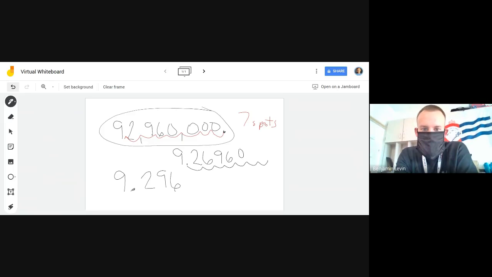That would give us our extra zeros. 1, 2, 3, 4, 5. I did something wrong here, but you can see where they're coming from. They put the decimal point after the first number, and then they counted up the number of spots they need to move it. 1, 2, 3, 4, 5, 6, 7. What am I doing wrong here?